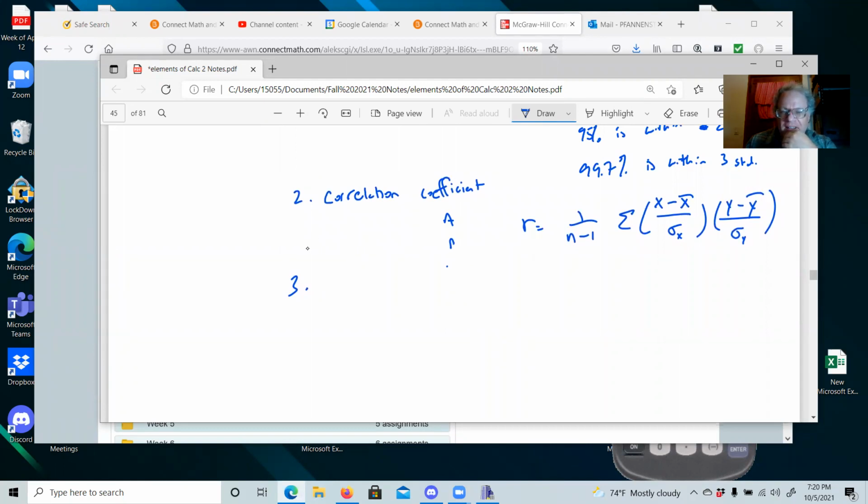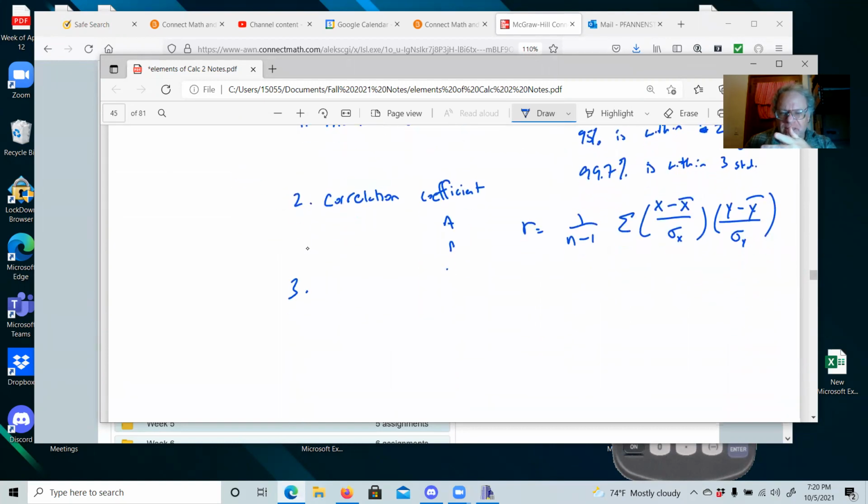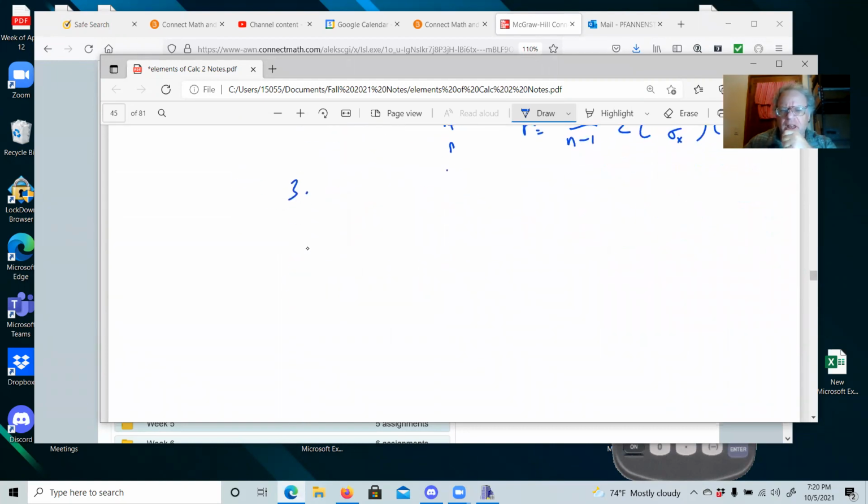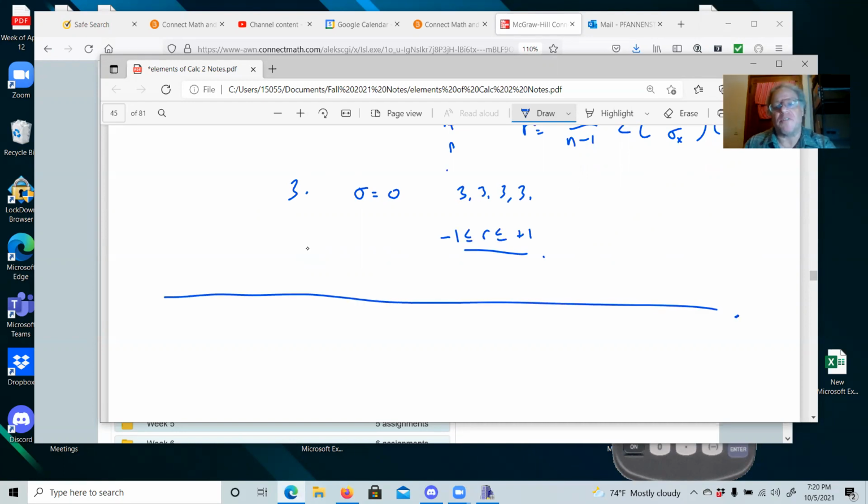So let's see here. We have multiple choice. We have that, and I think there's another one. You remember me asking you if standard deviation could be 0? I mean, it can, but it's a really boring data set. That data set would have a standard deviation of 0. They're all 3. Okay. So something like that, but with correlation. So what can correlation be? Correlation can be between -1 and +1. All right, that's it.